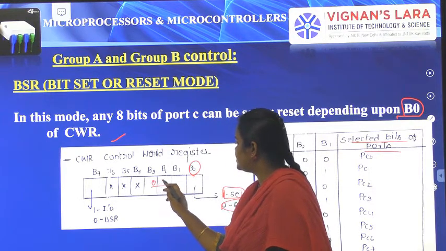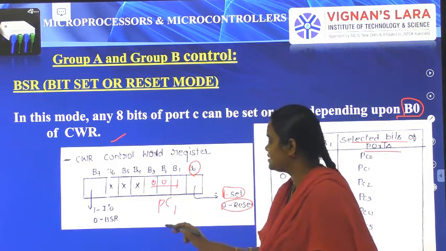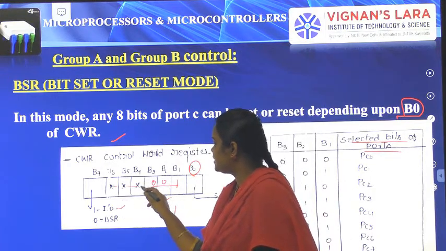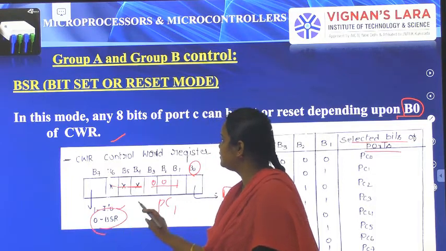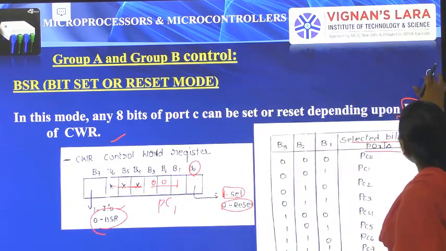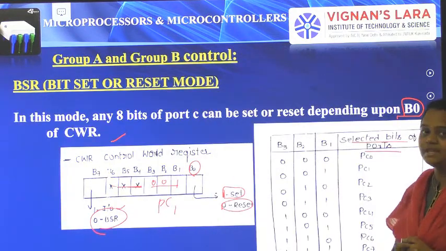If it is 001, port C1 is carrying the input and output devices' information. These three are don't care, that means not used. 0 means it is a reset state. This is about the 8255 programmable peripheral interface. Thank you.